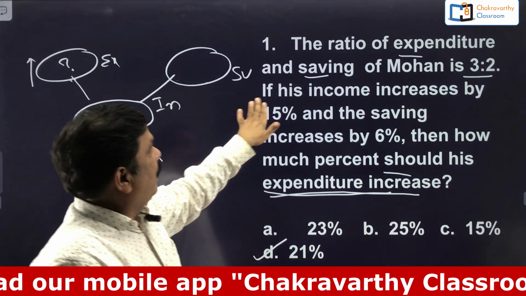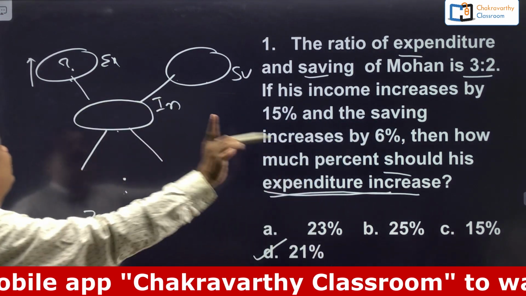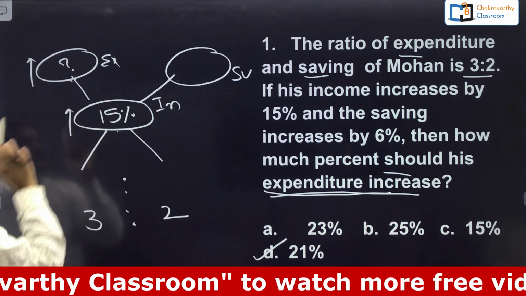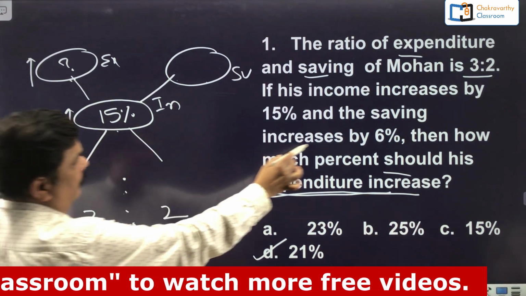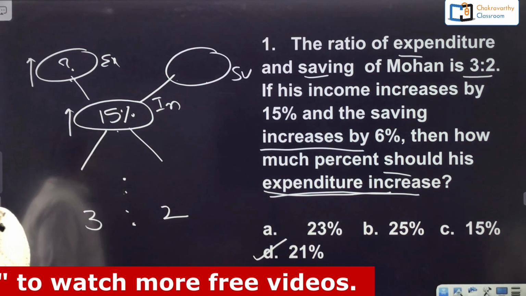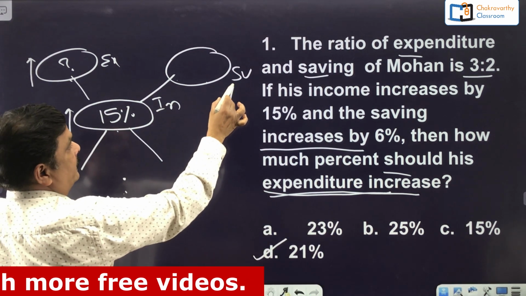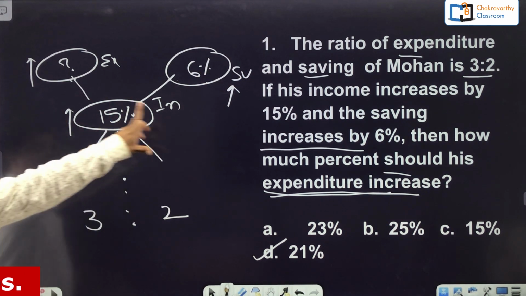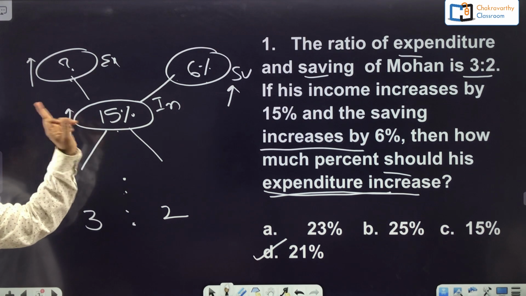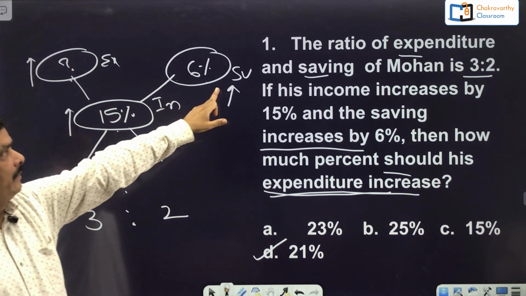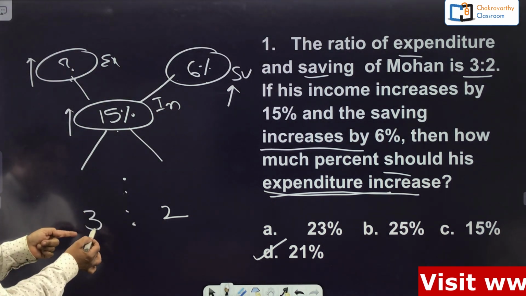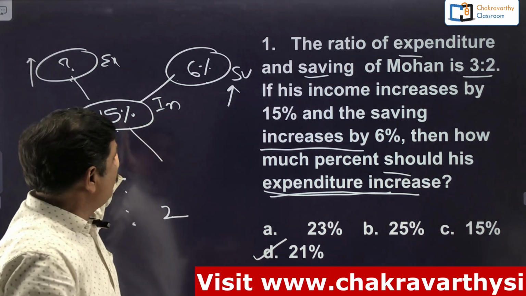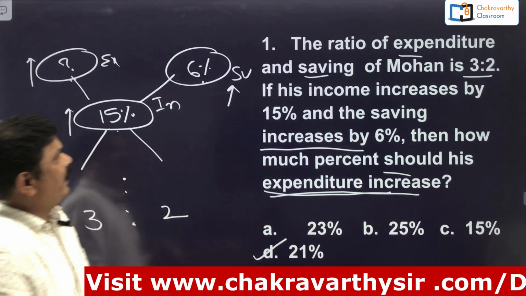What's the value here? Income increases by 15%. This is increased. Coming to the savings part here, savings increases by 6%. Again, this is increased, that is 6%. No problem. Now here it is increment, increment and increment. Income I have taken as the mean value, one side expenditure, other side saving. Already the ratio is given as 3:2. Now students, how to solve this one? How to use this grid for this problem? Simply we can apply that one.